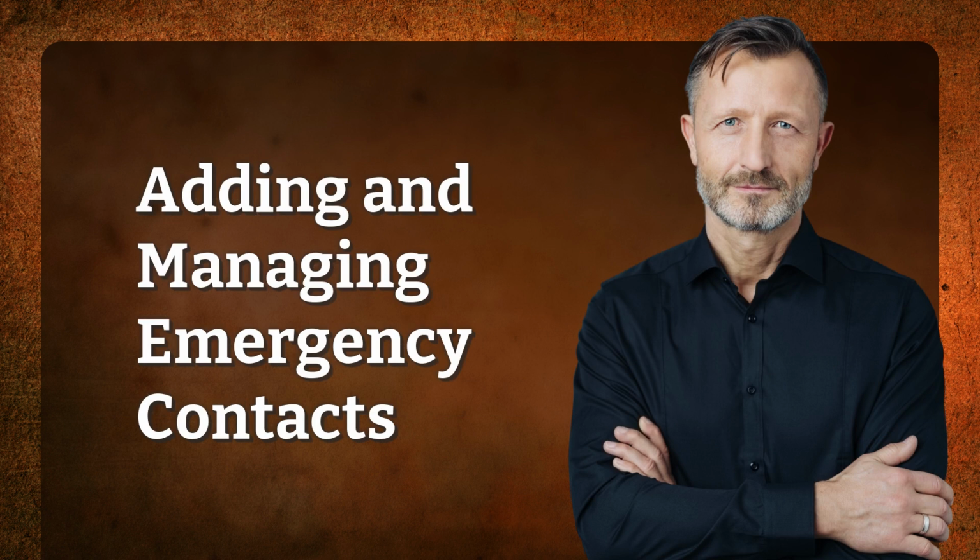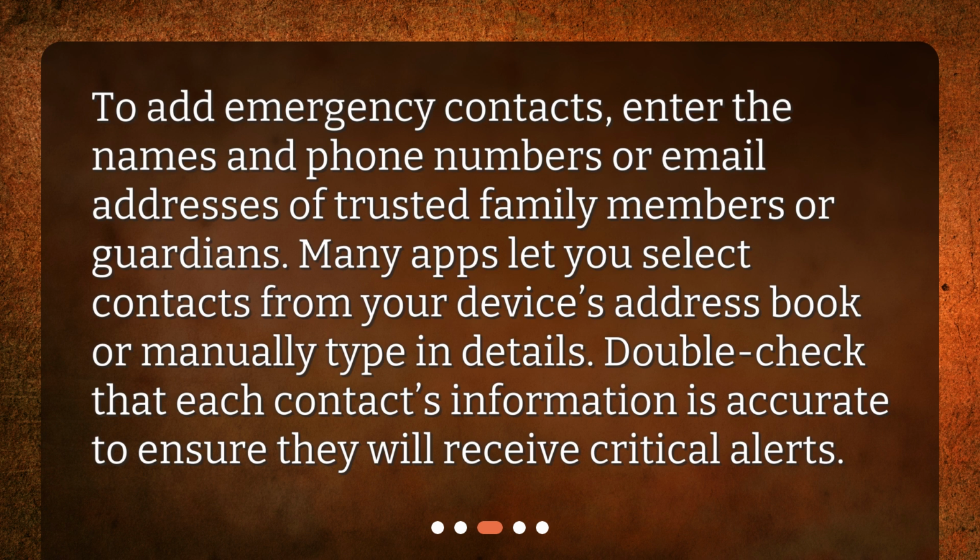Adding and managing emergency contacts. To add emergency contacts, enter the names and phone numbers or email addresses of trusted family members or guardians. Many apps let you select contacts from your device's address book or manually type in details. Double-check that each contact's information is accurate to ensure they will receive critical alerts.